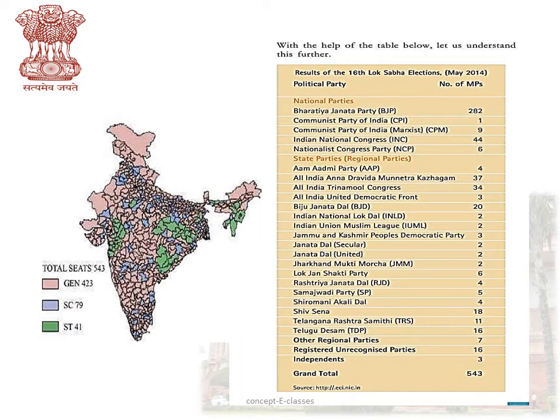So here is a table which shows the results of the 16th Lok Sabha elections held in May 2014. Through this table, we can understand that each of the elected members from the 543 constituencies comes from different political parties, just like we studied now. See, about 543 members are elected, and they all come from different parties, from the BJP, from the Congress, from the Shiv Sena, etc.